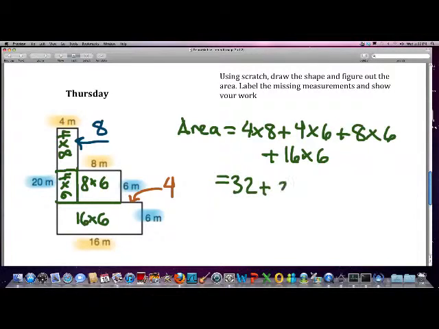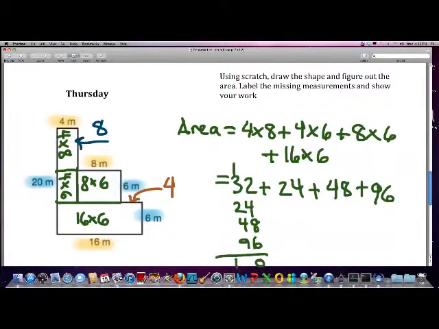4 times 8 is 32. 4 times 6 is 24. 8 times 6 is 48. And 16 times 6 is 96. And when I add all of those up, I get 6 and 4, that's 10. Oh, I need to carry a 2. So I'm going to go back here. This right here, that should have been a 2. And so that's where my 200 comes in. And so now I can see I got the same answer here that I got when I did the problem the other way.